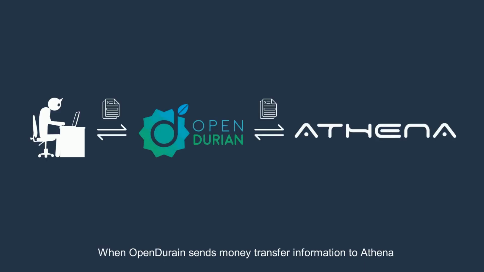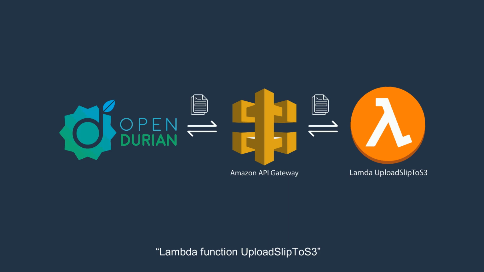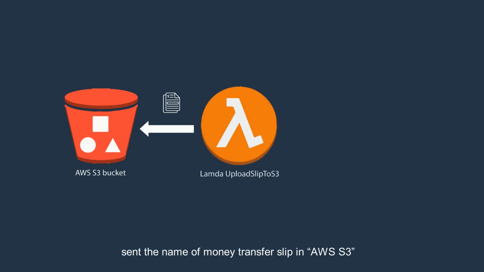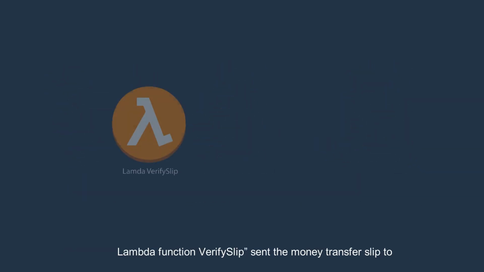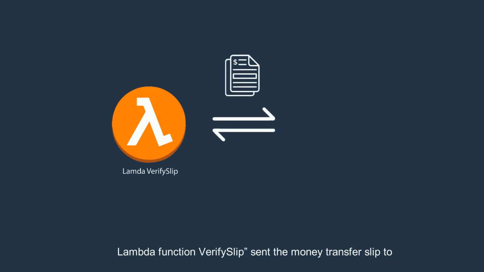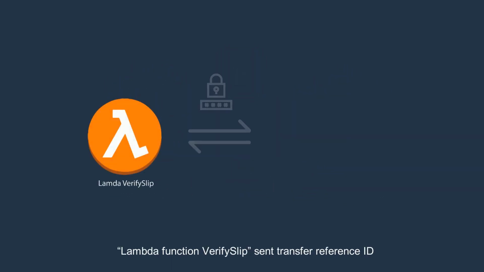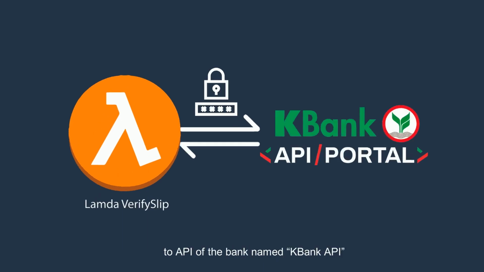When OpenDurian sends money transfer information to Athena, the money transfer information is sent to API Gateway to connect. Lambda function upload slip to S3. Lambda function upload slip to S3 sends the name of the money transfer slip in AWS S3 to Lambda function verify slip for verifying the money transfer information. Lambda function verify slip sends the money transfer slip to AWS Rekognition for getting the transfer reference ID in the money transfer slip.